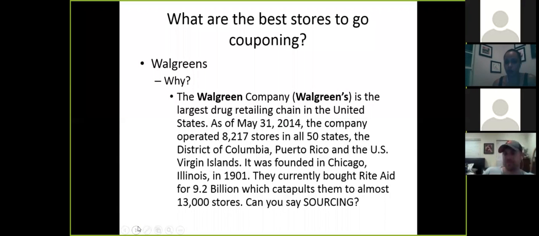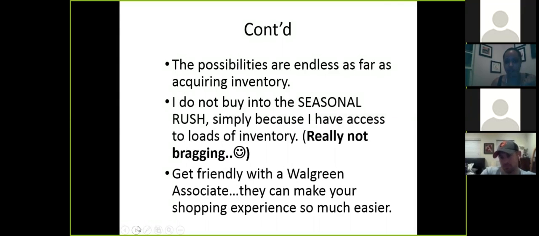A lot of times Walgreens has their own coupon books. You can also stack. So let's say, for example, you're buying Visine. Walgreens has a book for eye care products like $1 off. And even if they have another book with a second Visine coupon, you can use both those coupons plus a manufacturer coupon. So potentially you can triple stack. Stacking is definitely the way to go in couponing. So I think the possibilities are endless as far as acquiring inventory.